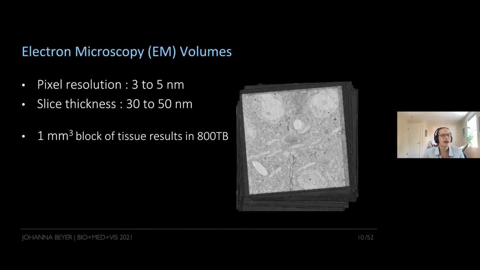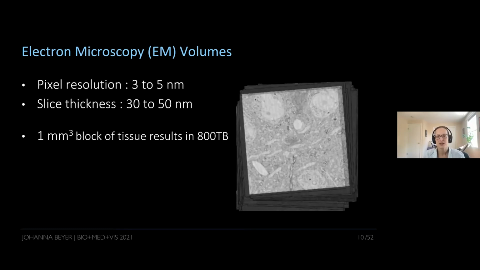All right, so coming back to the electron microscopy volumes that we have. I already mentioned that they tend to be very large and very high resolution. So we often have a pixel resolution of 3 to 5 nanometers. It's usually an anisotropic volume, meaning that the slice thickness is much thicker than the resolution within a slice. But if you use that resolution, even a cubic millimeter block of tissue will result in 800 terabyte of data. So that's a lot of data to deal with.